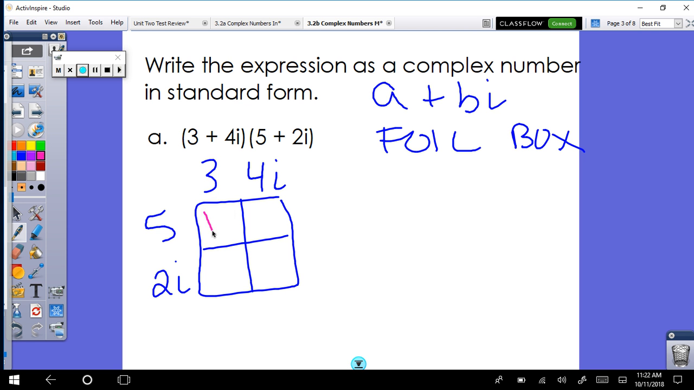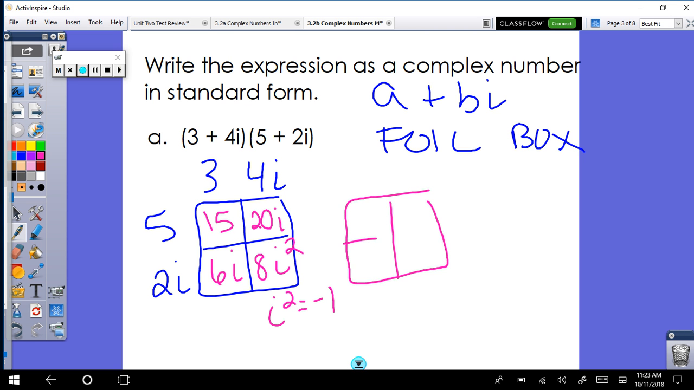5 times 3 is 15. 5 times 4i is 20i. 2i times 3 is 6i. And 2i times 4i, well, 2 times 4 is 8, and i times i is i squared. But remember that i squared equals -1, so you will have to do a substitution in here. And so you'll end up with 15 here, 20i, 6i, and 8 times -1 will be -8.